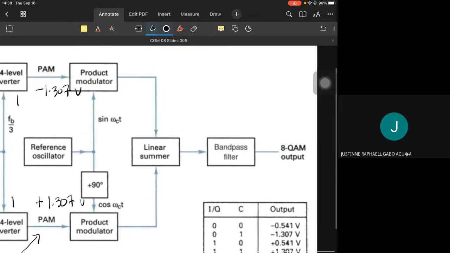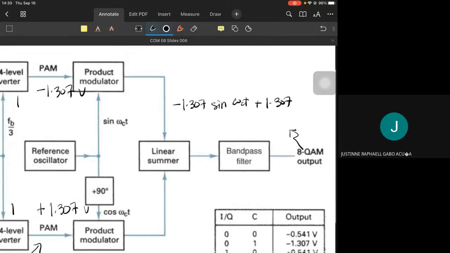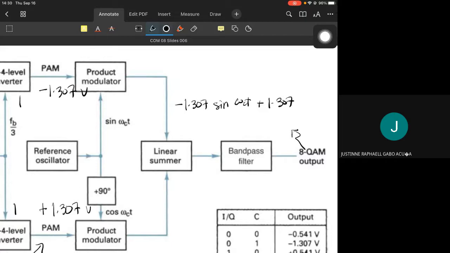So, paabot sa summer, i-add na ang sine and cosine. So, ang atong output here is negative 1.307 sine omega t plus 1.307 cosine omega t.